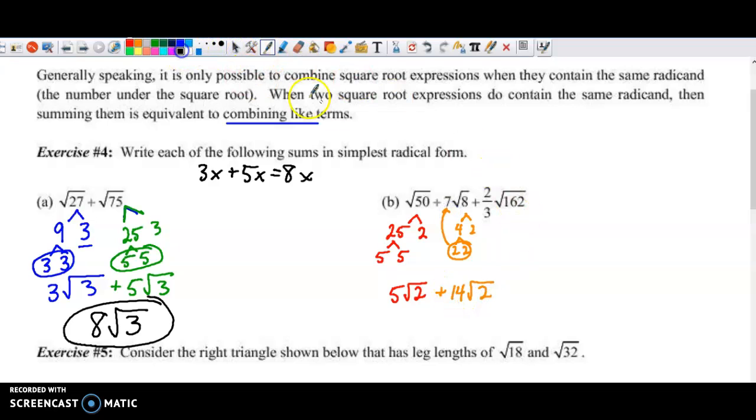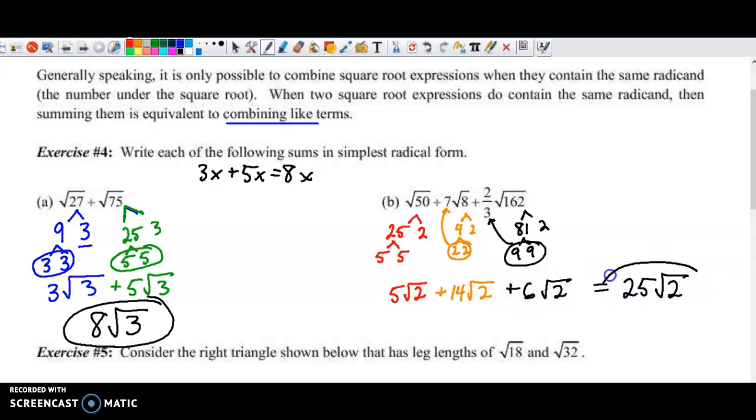And 162 is a little bit more daunting, but it is 81 times 2, and I know 81 is 9 times 9. When I multiply that in front, what I would actually do is do 9 divided by 3 first, which is 3 times that 2 would give me 6 root 2. But from there, 5 plus 14 is 19, plus 6 would be 25 root 2. Feel free to pause the video and double check that all of that made sense.